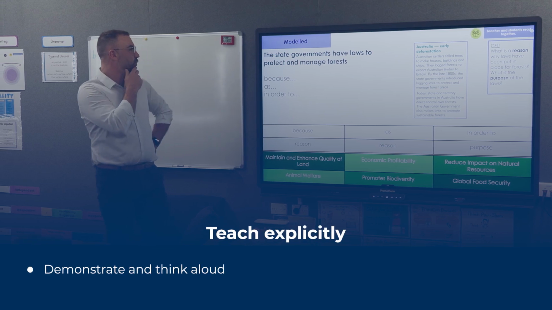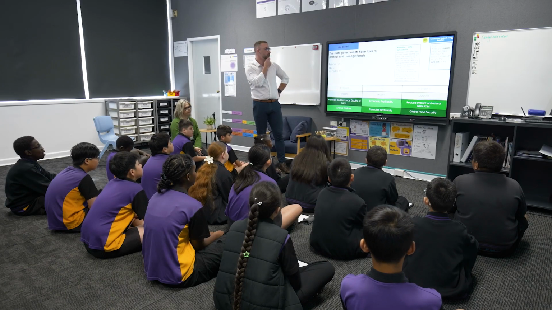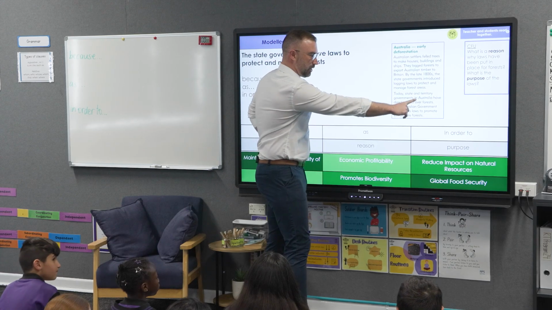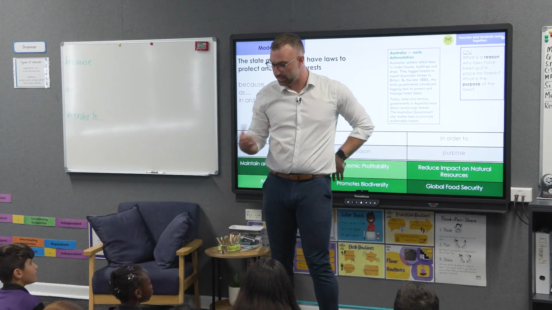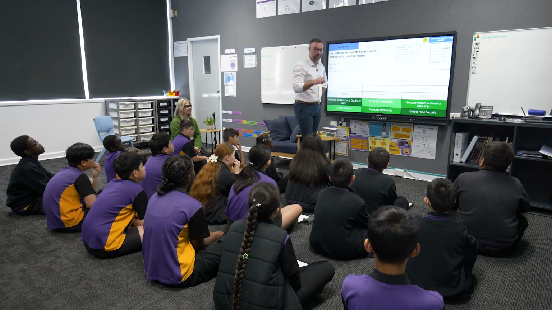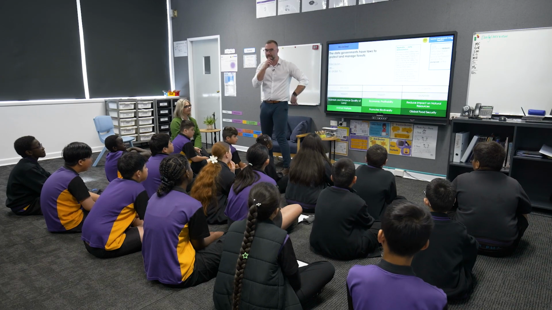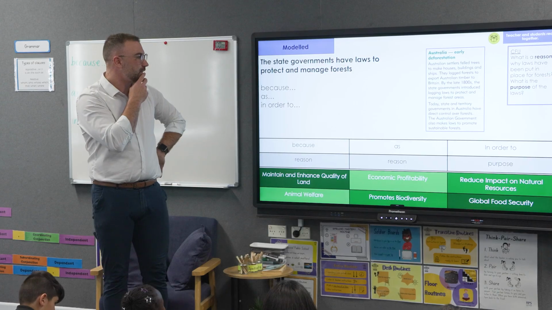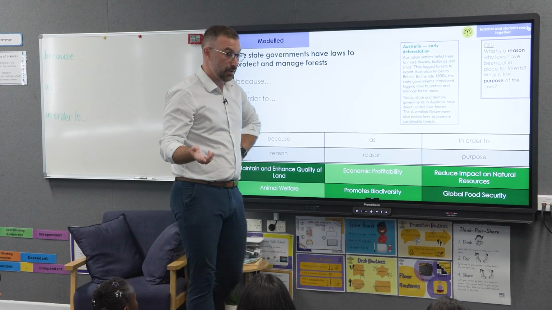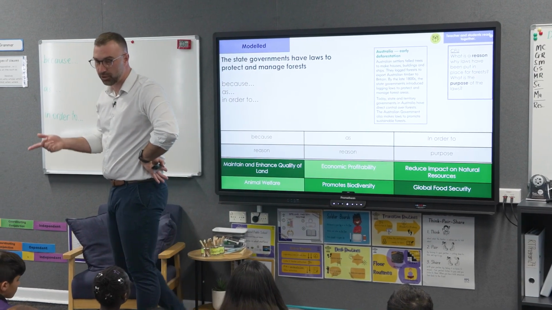So I'm going to have a think to myself. The state governments have laws to protect and manage forests. If I have a look over here, okay, they have laws to promote sustainable forests. It's a bit different to just normal forests because we know that with a sustainable forest, when they cut down a tree, they have to replant a tree. So I could write, that's the reason why we have state laws. Another reason we have is it's all about looking after protected animal species. Okay, so we're not endangering any animals. That could be another reason.